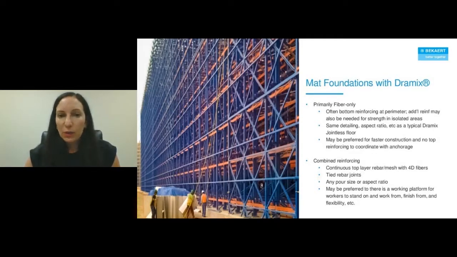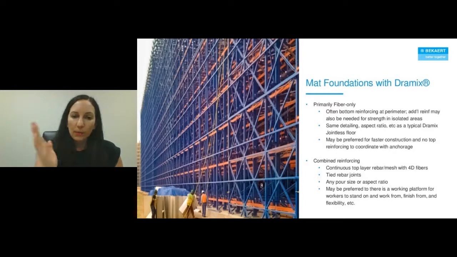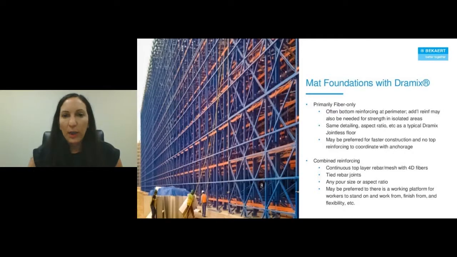And so we would typically see two different ways of reinforcing something like this. One would be primarily fiber only. I use the word primarily. There's going to most likely be some rebar somewhere at the construction joints, or depending on the forces, if there's a significant uplift force at the perimeter based on those rack legs, for example, if that slab is going into a cantilevered upward condition, we might want to put some bottom rebar at the edge. So that's why I use the word primarily here with the fiber only option.